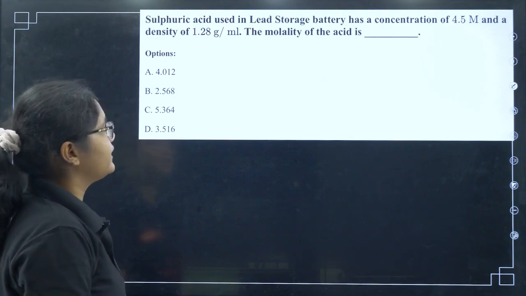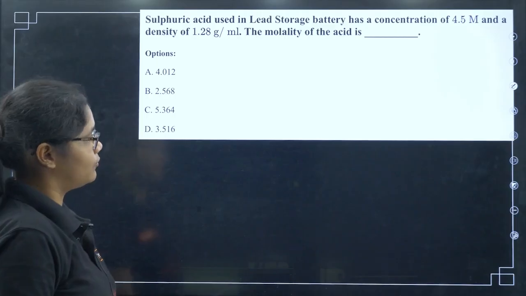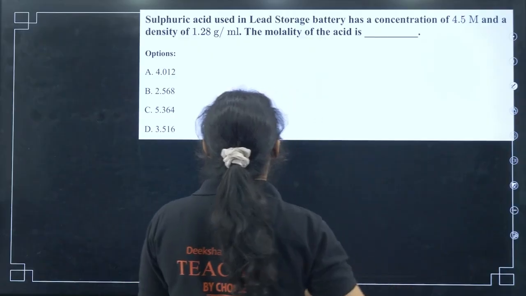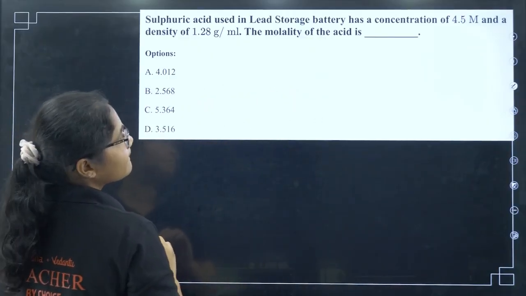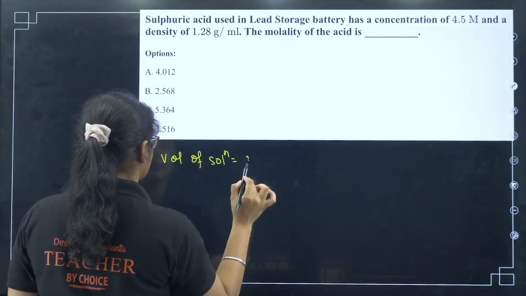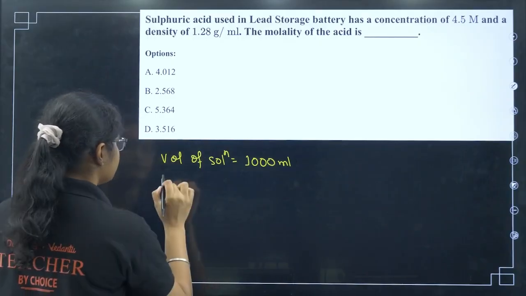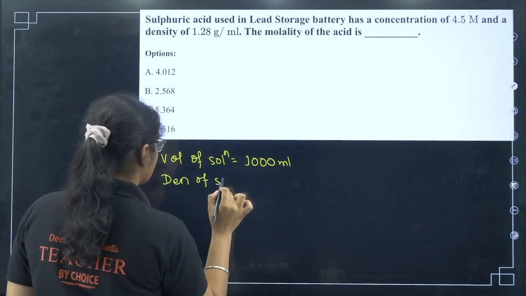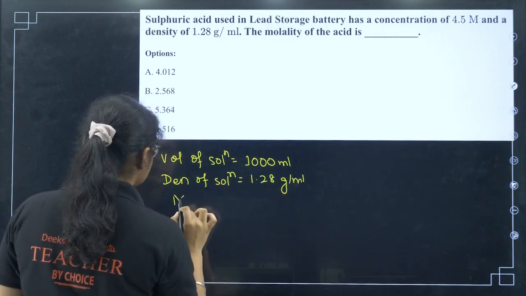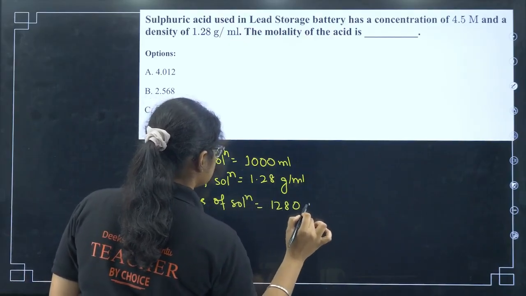Next, sulfuric acid used in a lead storage battery has a concentration of 4.5 molar and a density of 1.28 gram per ml. The molality of the acid is? The volume of the solution is 1000 ml. The density of the solution is 1.28 gram per ml. What is the mass of the solution? The mass of the solution will be 1280 grams.